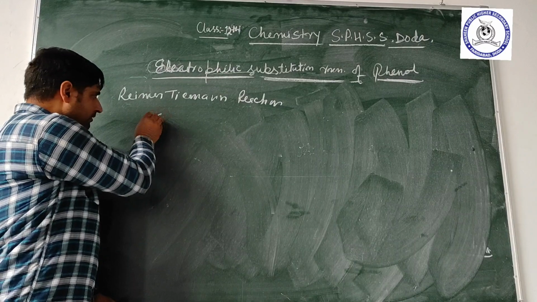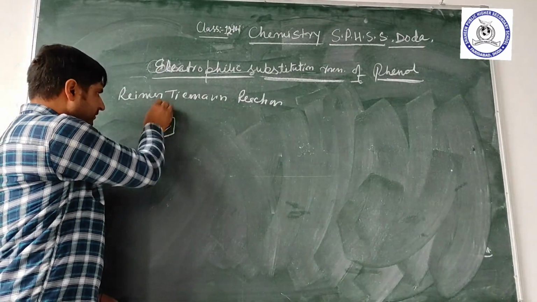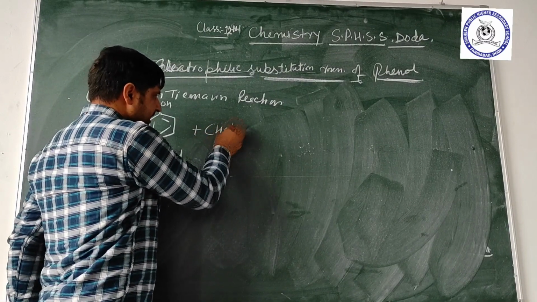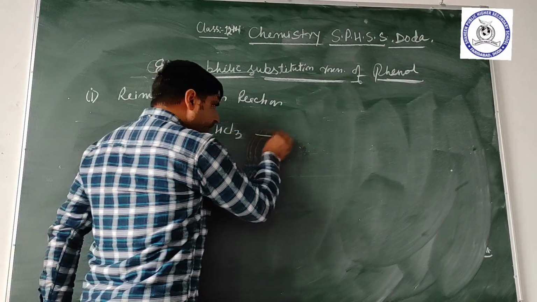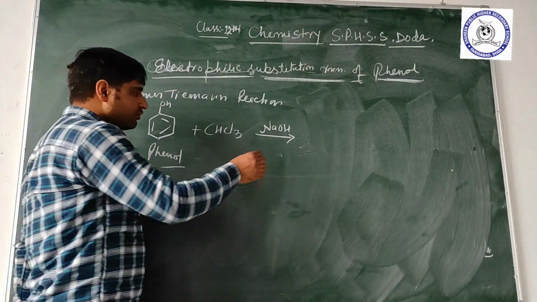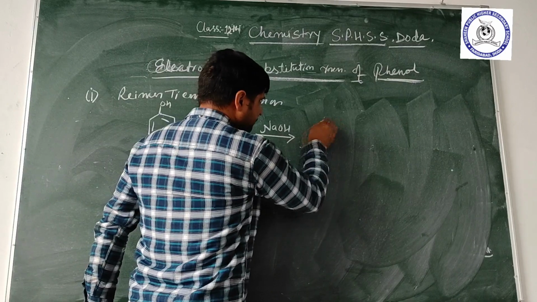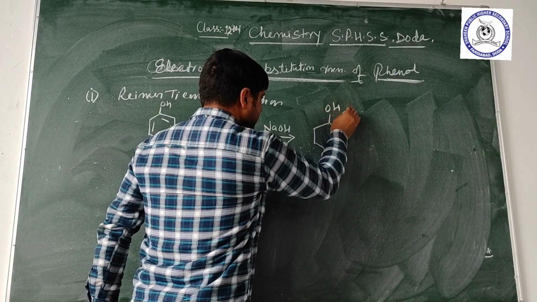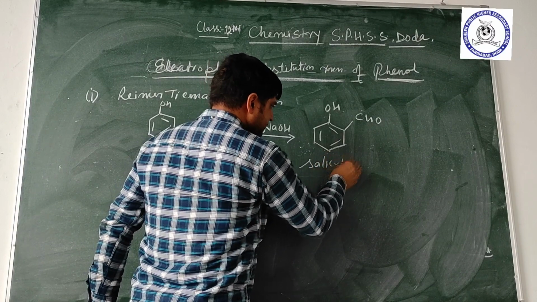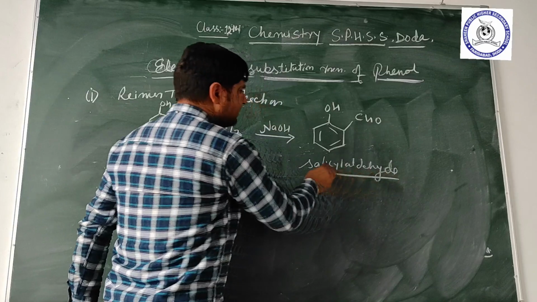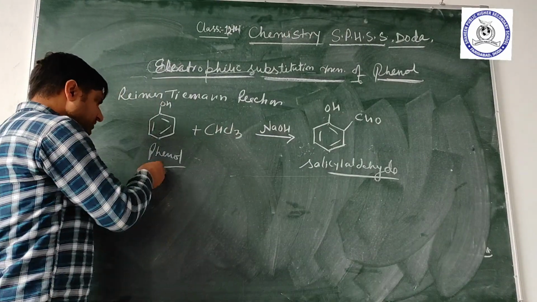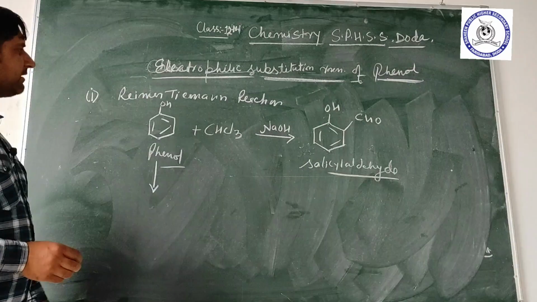Means phenol when treated with chloroform CHCl3 in presence of base, that is sodium hydroxide, to form 2-hydroxybenzaldehyde, commonly called salicylaldehyde, and the reaction is called Reimer-Tiemann reaction.